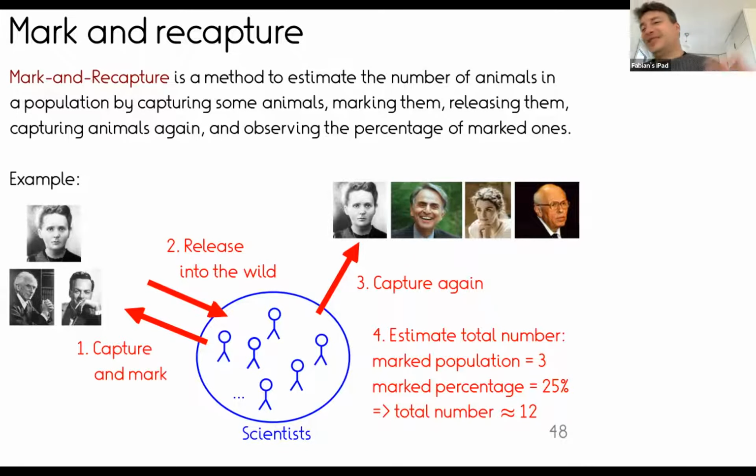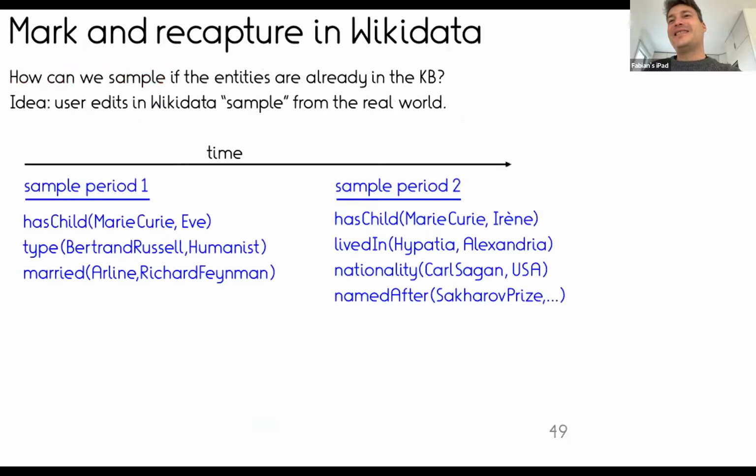Of course, this is not so easy. So there are more sophisticated ways of doing it. And here is one that does it on Wikidata. First, how do we sample on Wikidata? Wikidata is actually not a monolithic knowledge base. It was created over time. And you can assume that every fact that is added constitutes a sampling of that entity.